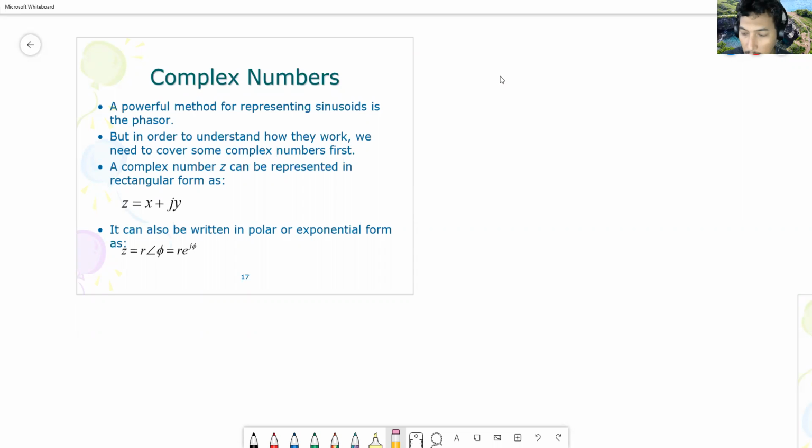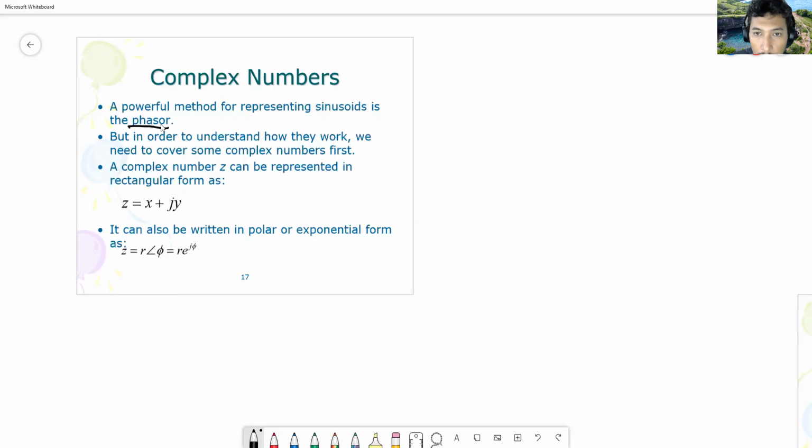So we are still in AC circuit analysis, but this is the continuation of the sinusoidal waveform. Actually the best method, or the most powerful method, to represent the sinusoidal is what we call phasor, okay? Phasor. So phasor is the most powerful method.